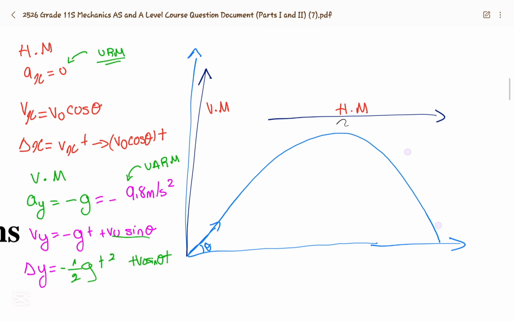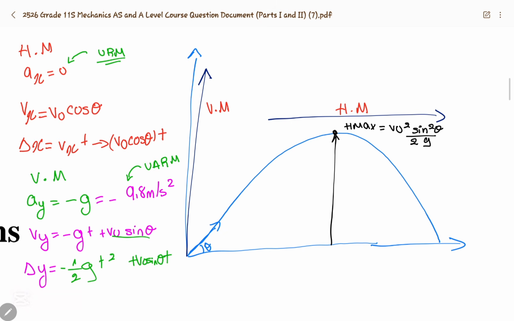Now, they may ask you to find a few things. Some examples would be to find the maximum height. What is the maximum height? From its name, it's the highest point that the object reaches, which is this point over here. So we call this h max, and the equation for h max is v0 squared sine squared theta over 2g.